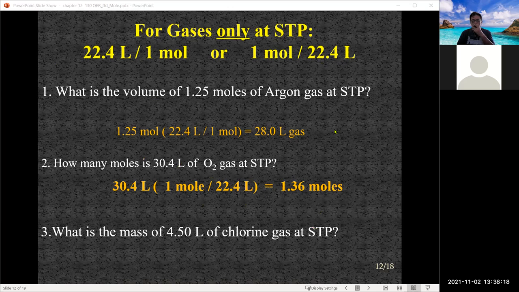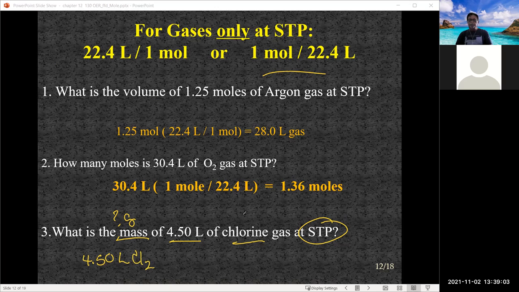All right, this one here, a couple of things to look out for. They're asking you, how many grams of 4.50 liters of chlorine gas at STP? So we're still at STP. We can still use the 22.4 liters per mole relationship. But first, let's write down what we're given: 4.50 liters of chlorine gas.